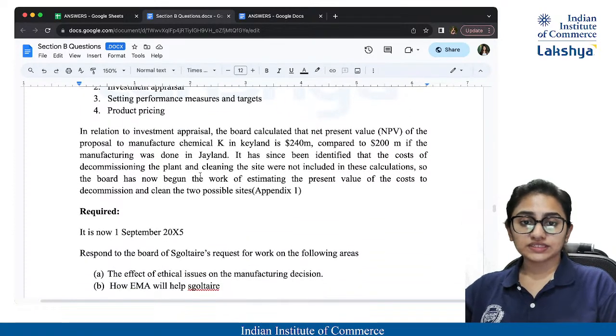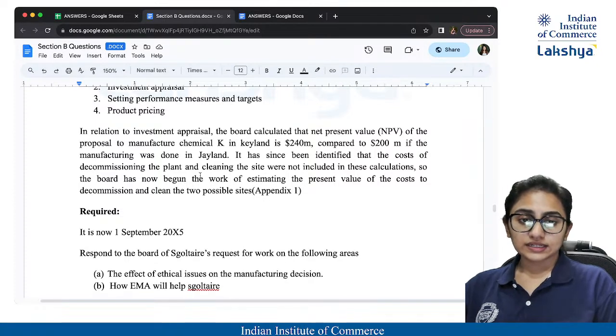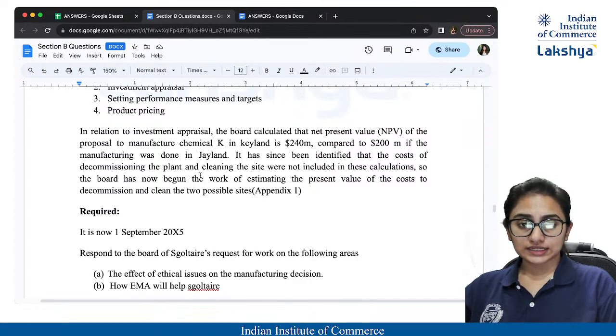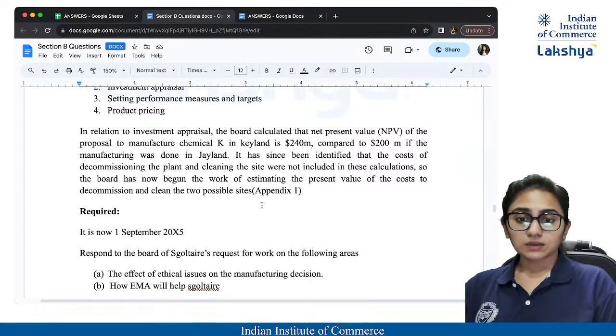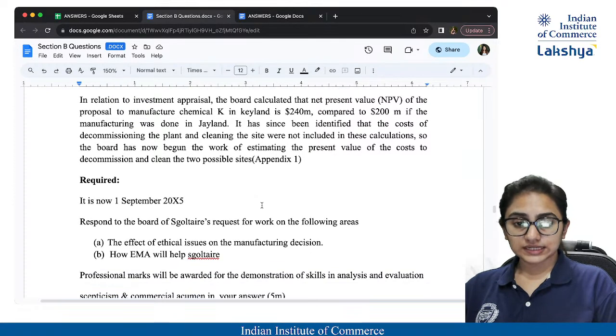In relation to investment appraisal, the board calculated the net present value of the proposal to manufacture Chemical K in K-Land is $240 million, compared to $200 million if the manufacturing was done in J-Land. It has since been identified that the cost of decommissioning the plant and cleaning the site were not included in these calculations. So the board has now begun the work of estimating the present value of the cost to decommission and clean the two possible sites.